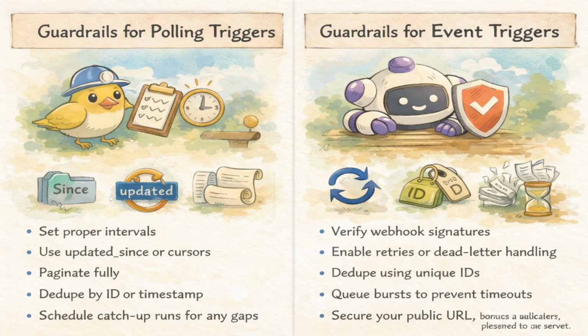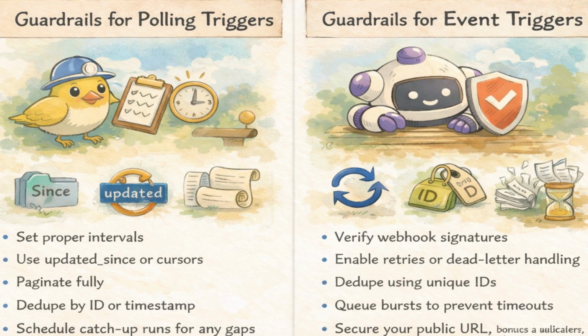And if a lot of events arrive at the same time, do not process everything at once. Queue them and release them in smaller bursts. That helps reduce pressure on the API and can prevent timeouts. Also, secure your public URL. Because a webhook endpoint is exposed to the internet, so it should not be left open without protection.